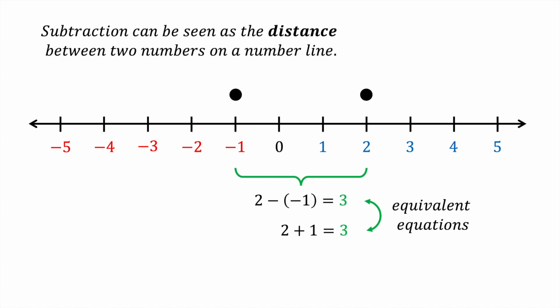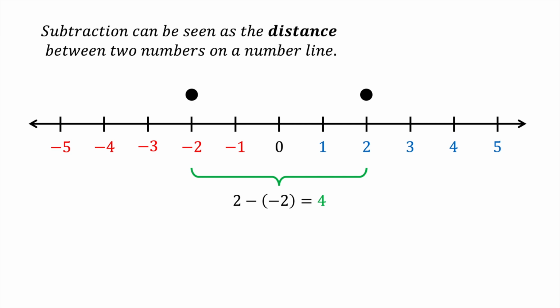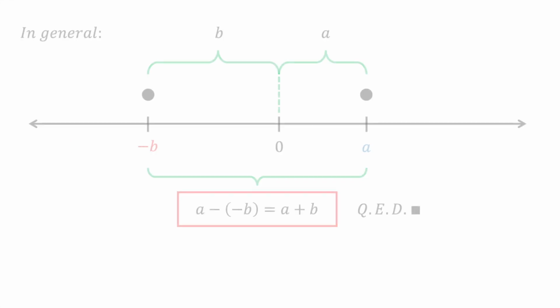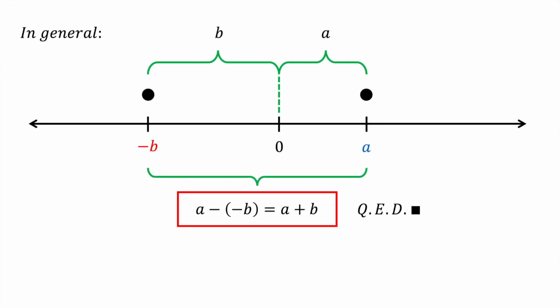Continuing this, we then see that 2 minus negative 2 equals 4. But 2 plus 2 also equals 4. Continuing this again, we then see that 2 minus negative 3 equals 5. But 2 plus 3 also equals 5. Note that this is the same result we obtained when we used counters. Generalizing this pattern, we can then say that a minus negative b equals a plus b.